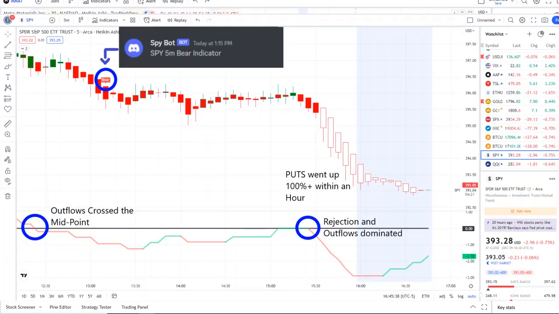And our SPY bot at 1:15 p.m. sent out a bear indicator. And from that moment forward, outflows had crossed the midpoint. They rejected again, pulled downwards, full weakness there on 42 vision, and put options went up 100% plus within an hour, guys.